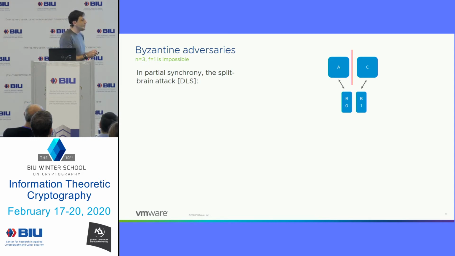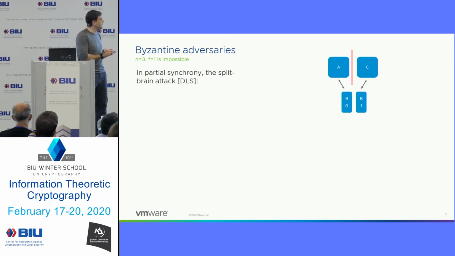So now this Byzantine party B will create a split brain. On the right side, it will talk to C and say it has input 1. And on the left side, it will talk to A and say it has input 0. And we'll use partial synchrony so that this red line is basically going to say that all messages between A and C are blocked. They will not arrive due to asynchrony.